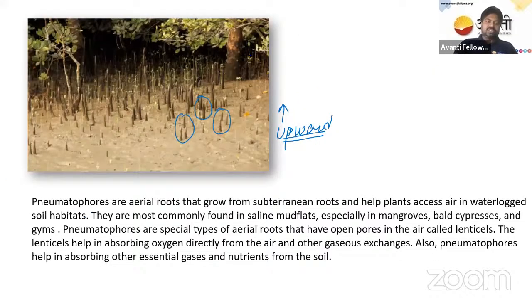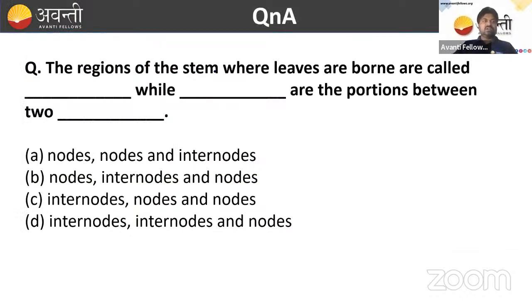Coming toward the next question. The next question is: the region of the stem where leaves are borne is called fill in the blank, while fill in the blank is the portion between two fill in the blank. Option A is node, node and internode. Option B is nodes, internode and node. Option C is internode, node and nodes. And option D is internode, internode and node. So you need to fill these gaps. You have 1 minute to solve this question.